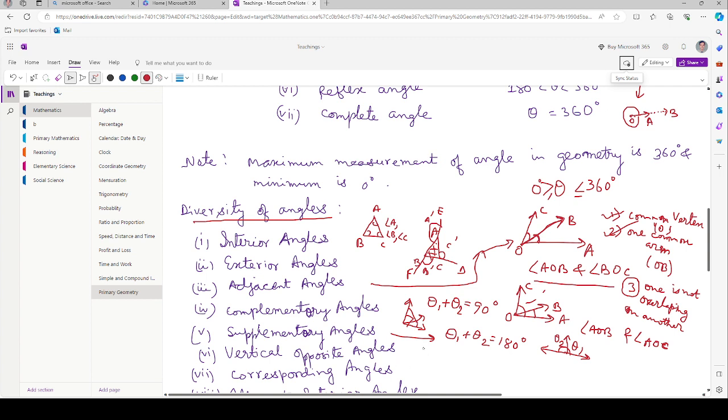Now, vertical opposite angles. If two lines intersect each other at point O, then four angles will be created, and these opposite two angles are known as vertical opposite angles, whereas these two angles are also vertical opposite angles, and these are always equal. Okay.